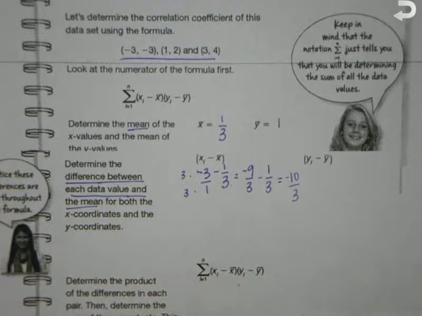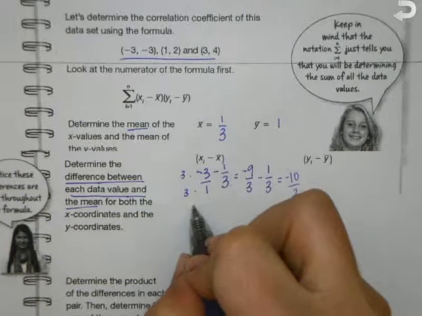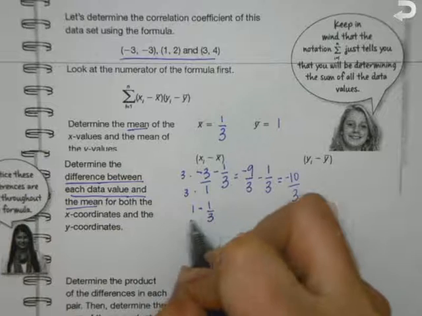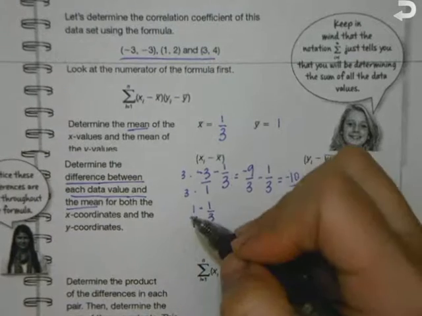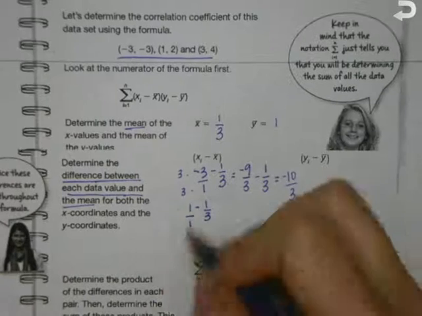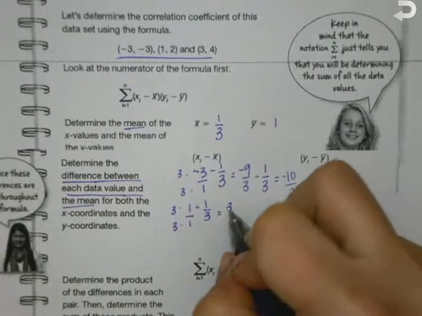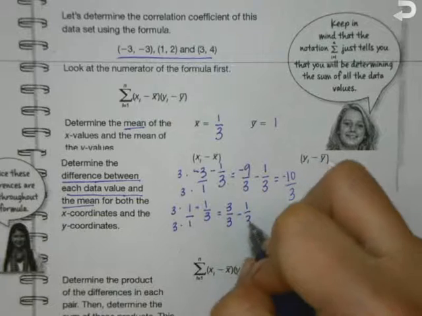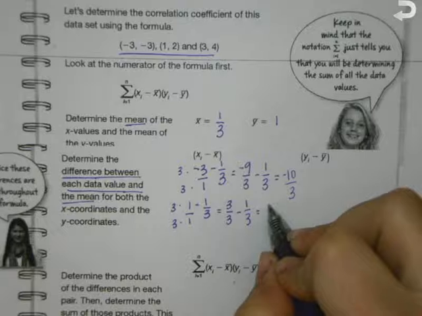We did the same thing for the next x-coordinate, which was 1, so that was going to be 1 minus 1/3. 1 is the same as 1/1, so multiply top and bottom by 3. So that's going to be 3/3 minus 1/3, which came out to what, guys? 2/3.